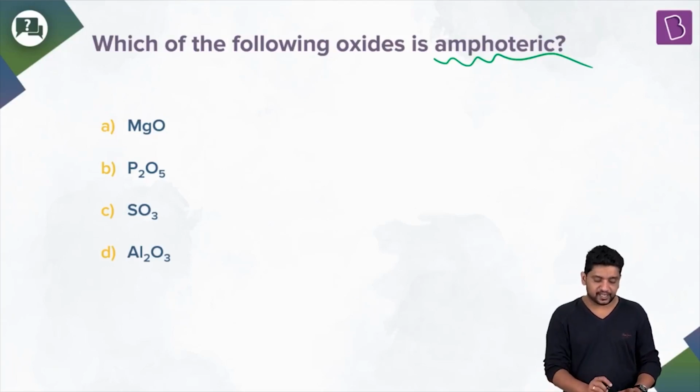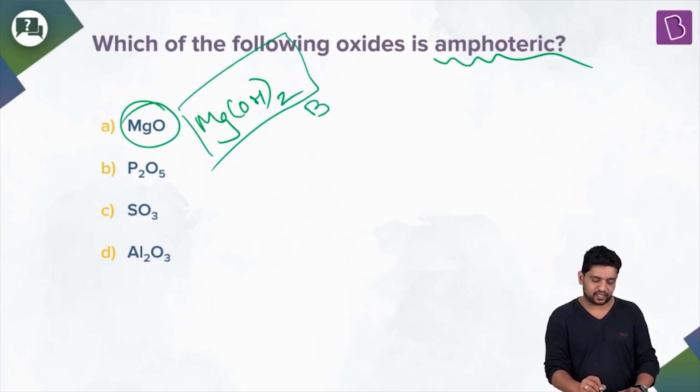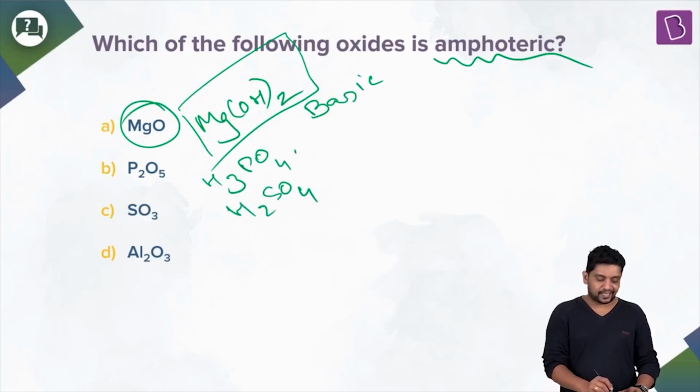So that is what you call your amphoteric substance. Now looking at these, let's think about this. What will MgO give us? It will give us Mg(OH)2, which is basic, right? Not a very strong base, but basic nonetheless. So this is basic. As far as P2O5 is concerned, this gives us H3PO4, which is obviously acidic. SO3 gives us H2SO4, which you obviously know is acidic. Al2O3 gives us Al(OH)3.